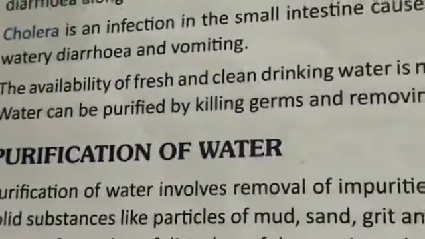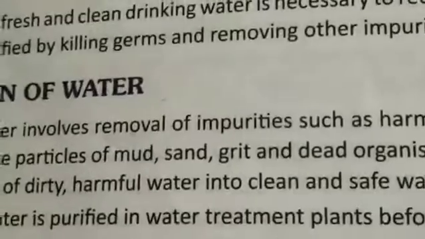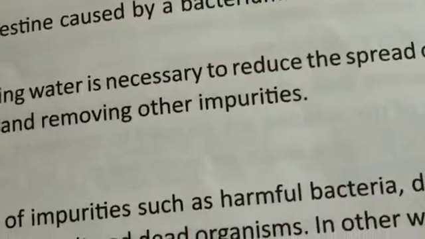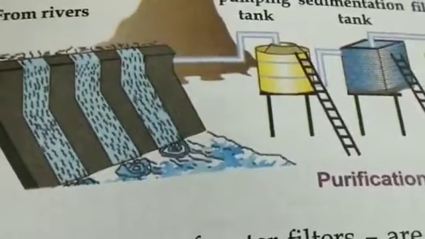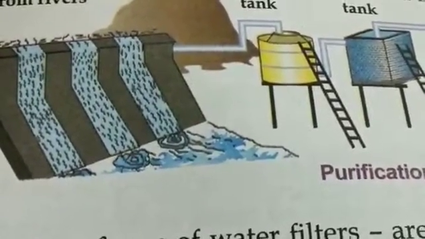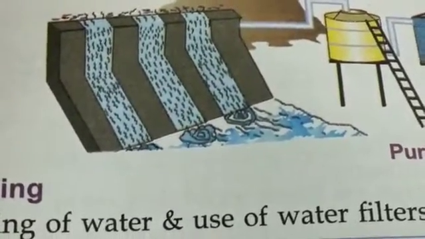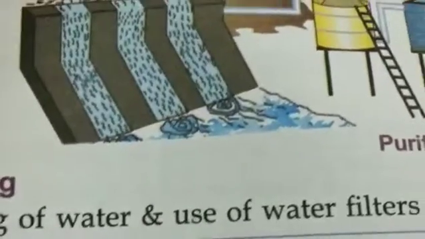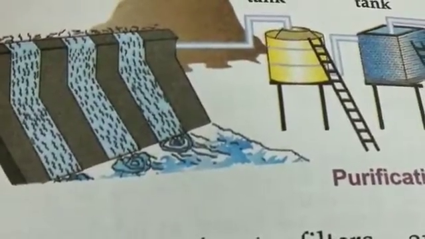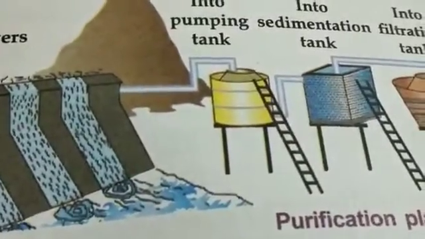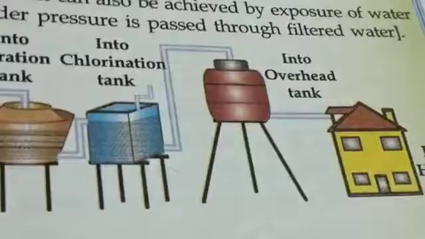It involves the removal of impurities like bacteria, solid substances, mud, sand, etc., and changes this harmful water into cleaner water. This is the diagram of a purification plant. So in cities, what happens? The water is received from the rivers and lakes. It has suspended impurities and is not potable. So what happens in a purification plant? The water is purified and via a tap system it enters into the individual homes.